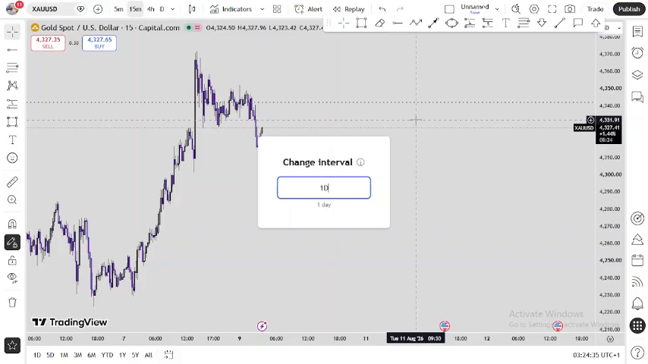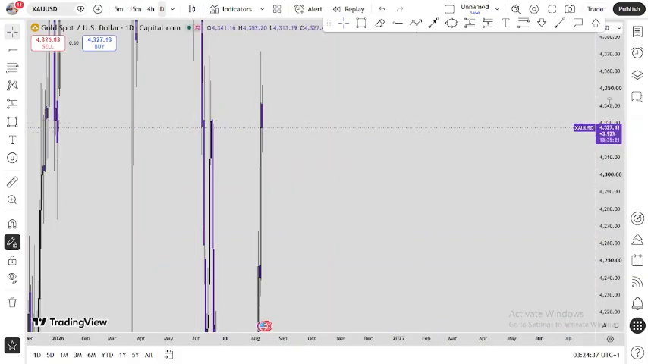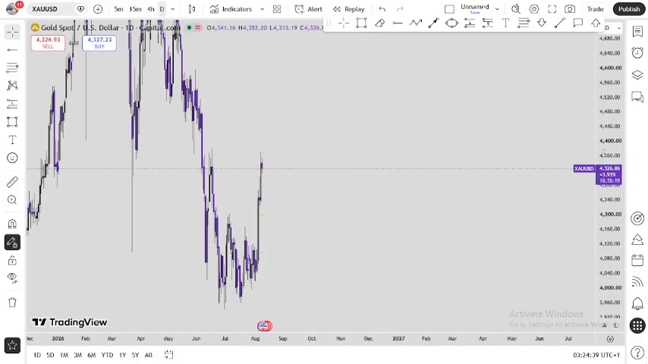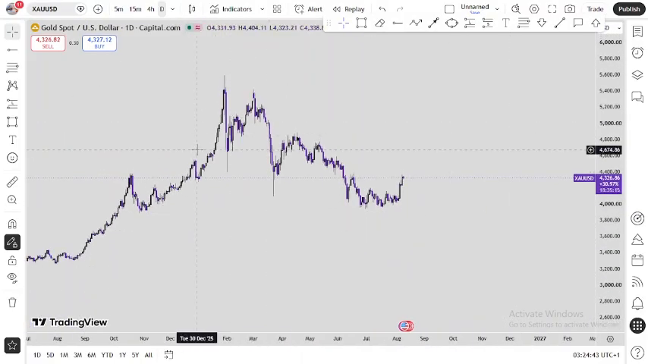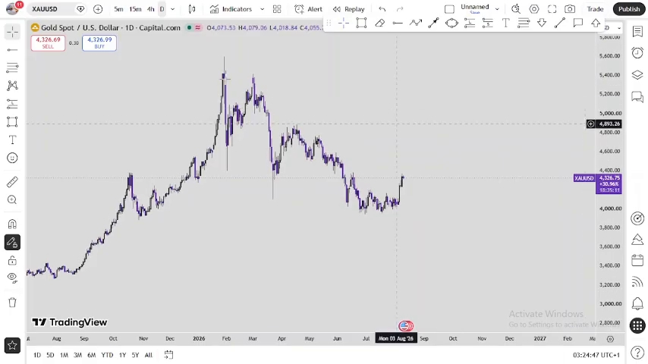Then gold on the daily. Interesting. So gold had been selling off for the past few months, but then in recent days we've seen this bottoming out of gold, and now we're seeing this comeback of bullish pressure on gold.